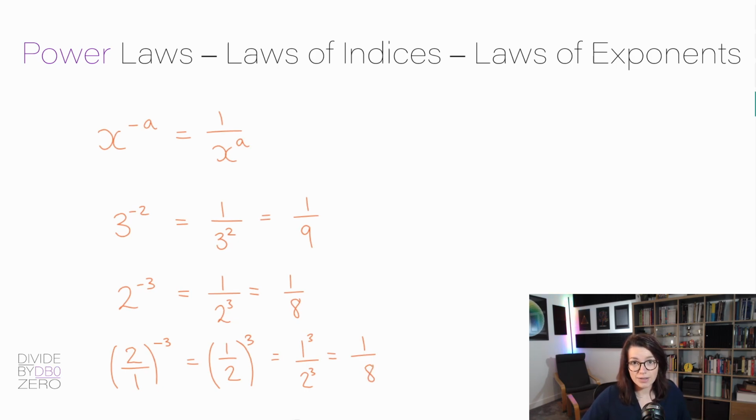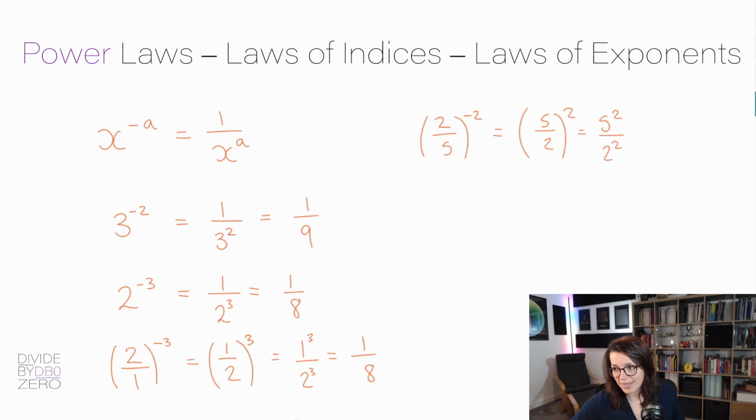This way of thinking about it is useful if you're starting with a fraction. So for example, if we've got 2/5 to the power of minus 2, we want to deal with that negative by flipping the fraction upside down. So that's going to give us 5 over 2 to the power of 2. And that's the same as 5 squared over 2 squared, or 25 over 4.